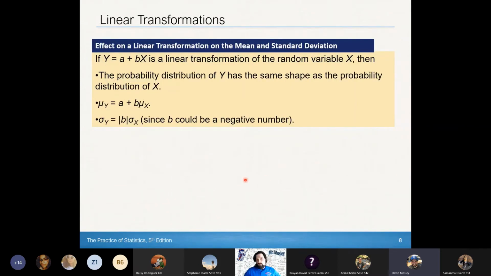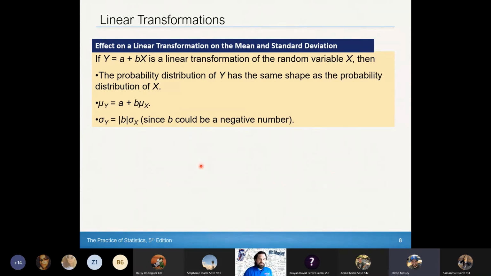So then we've multiplied, we've added, we're up to a linear transformation. The effect of a linear transformation on the mean and standard deviation. If y equals a plus b times x is a linear transformation of the random variable x, then the probability distribution of y has the same shape as the probability distribution of x. That's why those probabilities don't change on the table.